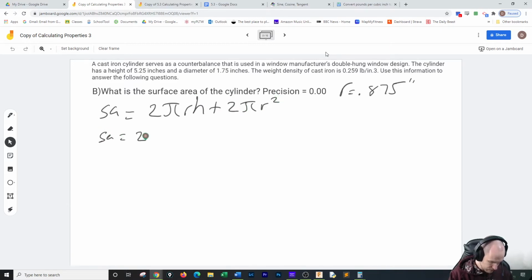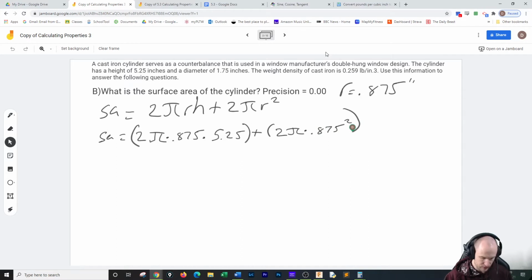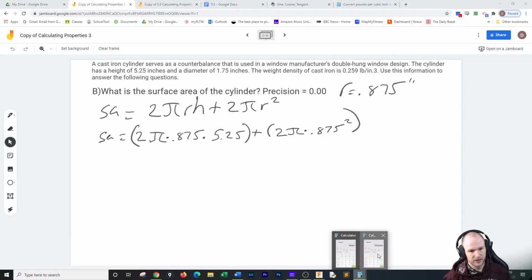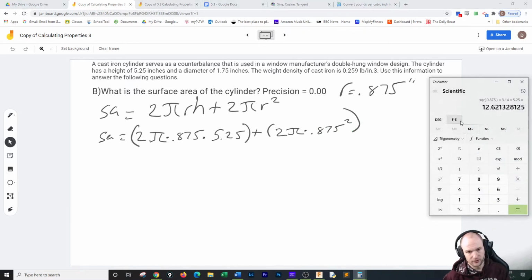Surface area equals 2 pi times 0.875 times 5.25, put that in parentheses, plus 2 pi times 0.875 squared, parentheses. Okay, that's a big equation, but we can type it all in the calculator if we are careful.